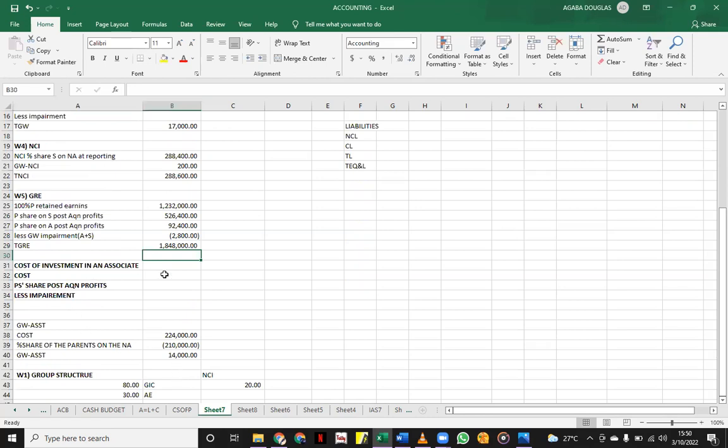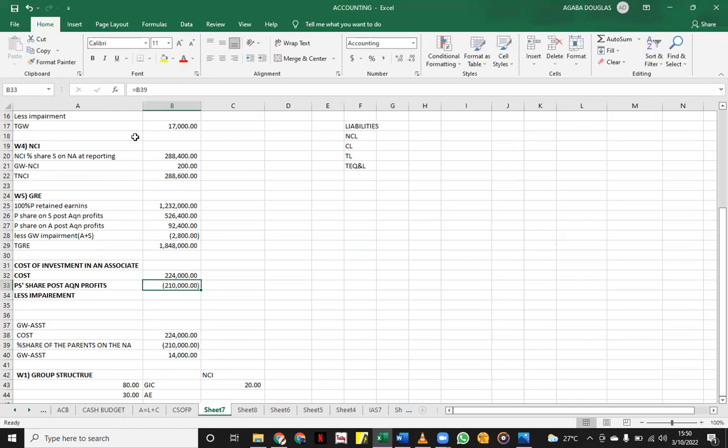So once that is done, we'll move on to the final bit of our calculation, which is the cost of investment in an associate. There are so many methods, but let us still look at this one, which is easy. So our cost, like we know, we can see it is still here. So we'll take it up, and then we'll say our parent's share on the post-acquisition profit. We also have that already. So we'll simply come and put this there.